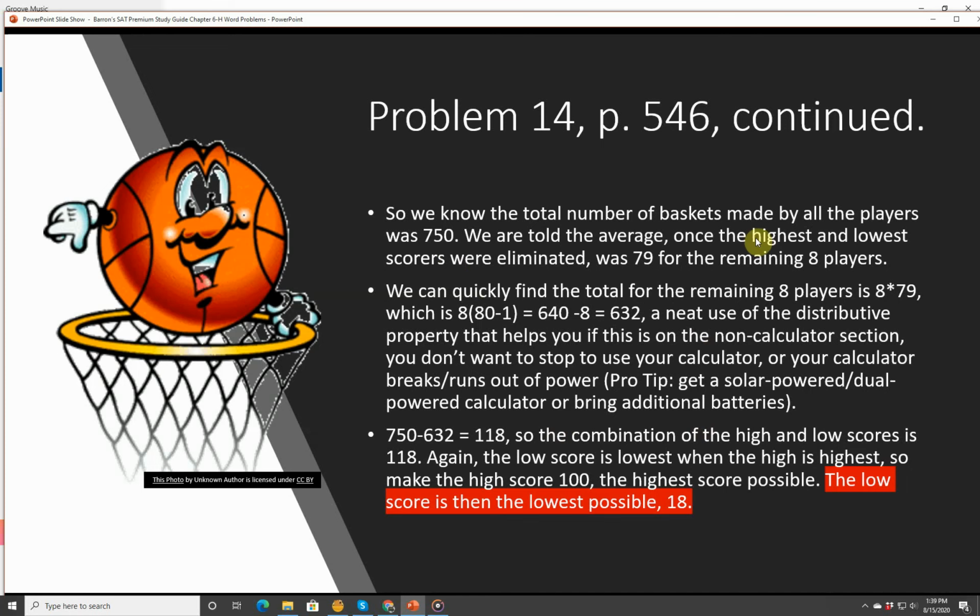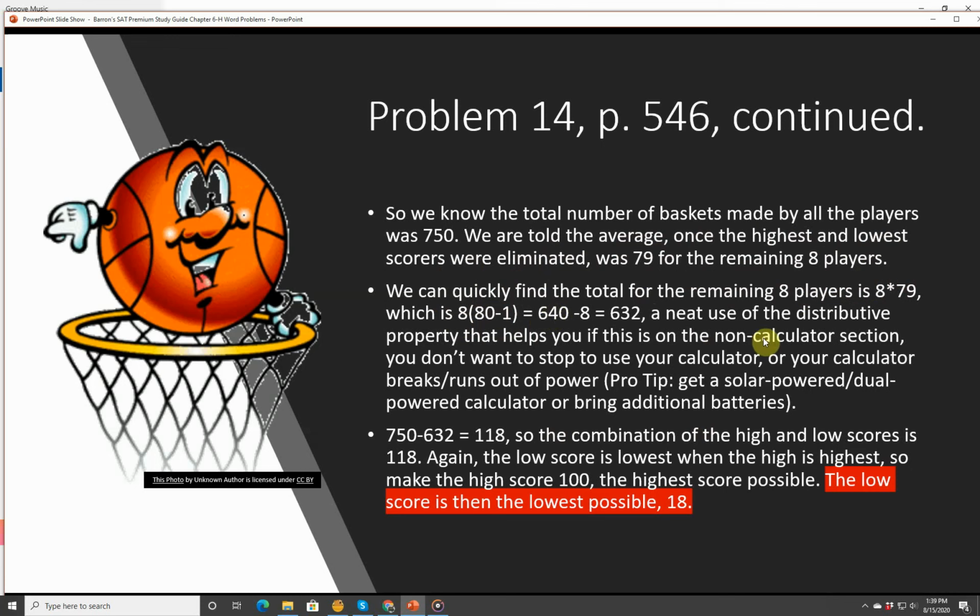We are told the average, once the highest and lowest scorers were eliminated, was 79 for the remaining 8 players. So we can quickly find the total for the remaining 8 players is 8 times 79, which we can write as 8 times 80 minus 1, which is 640, because 8 times 8 is 64, add a 0 on the end, minus 8 equals 632.